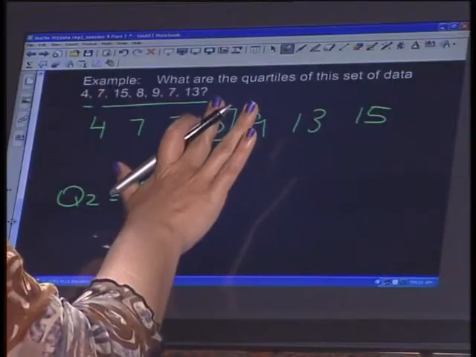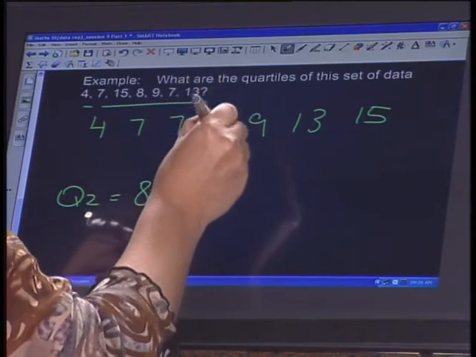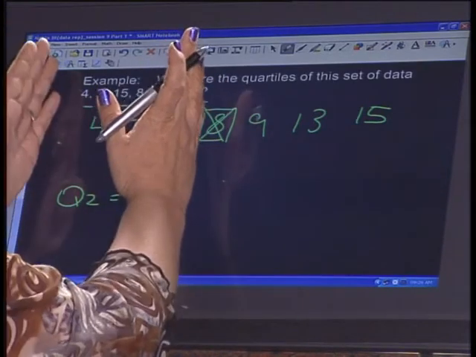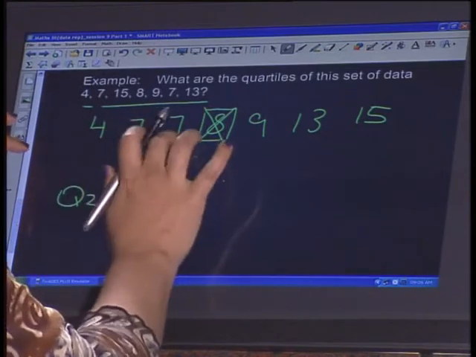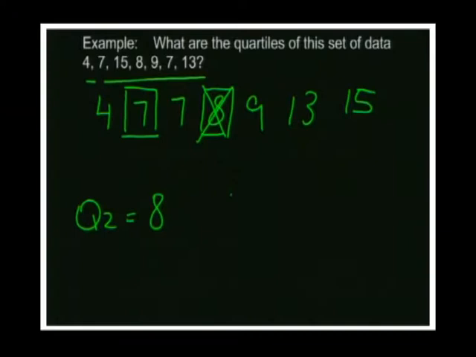Then I need to look for the median of the lower half. Now what is important in this is that I want you to exclude the median. So in this case, it was the number 8. I'm going to exclude the number 8. I actually cross it out, and I'm looking at the median of these 3 values. And clearly, I can see that Q1 is 7.